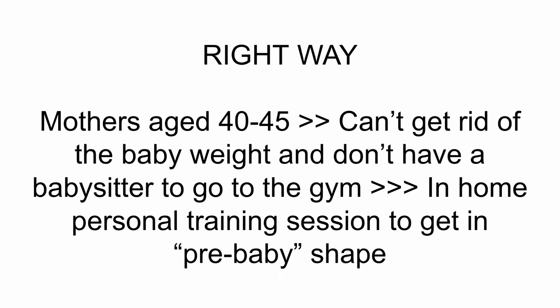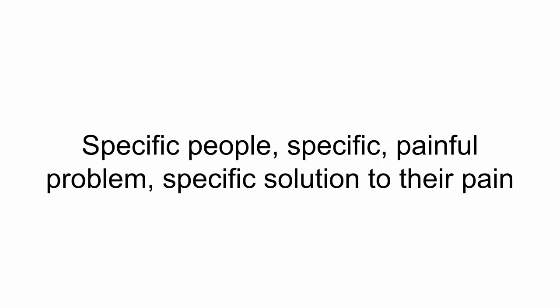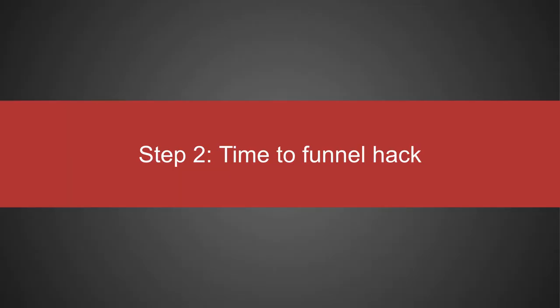Let's look at a good avatar for the same client, a personal trainer. Mothers aged 40 to 45, they can't get rid of the baby weight and they don't have a babysitter to go to the gym. So they don't have time, but they'd really like to get in pre-baby shape. So the solution might be in-home personal training sessions to get in pre-baby shape. Do you see we have a specific problem there? We have a specific solution for a specific group of people, okay? Specific people, specific painful problems, specific solutions to their pain. And the more specific, the better, okay? You can always expand later. In the beginning with a new marketing campaign or a new offer, just like you've learned, you always want to go as narrow as possible.